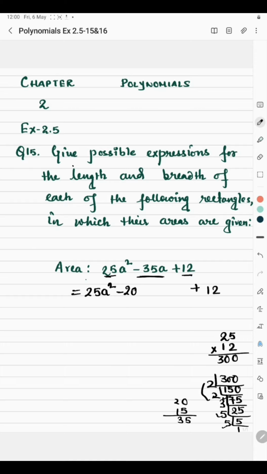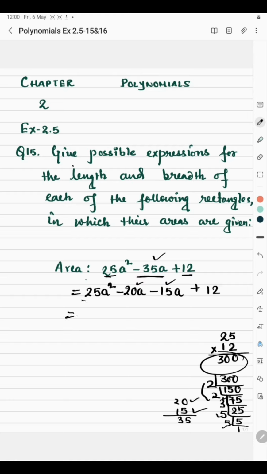So for this we'll take 20 and 15, and as we have to do addition, by addition we have to get 35. Since 35 is negative, both the terms will have negative sign. So it will be 25a square minus 20a minus 15a plus 12. We have taken 20 and 15 to get 35, and since the middle term has a minus sign, both terms will be negative to make minus 35. If you multiply these two numbers you'll get 300, and if you add them you'll get the middle term.